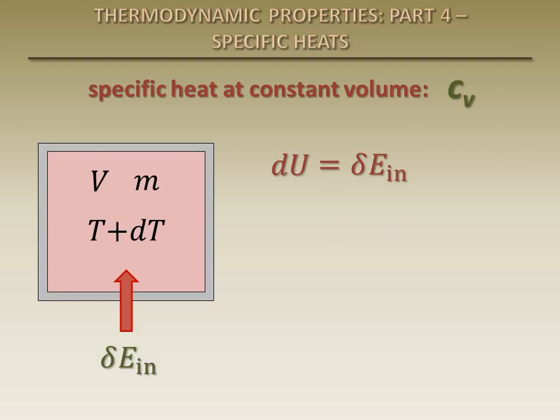Remember that the definition of the specific heat at constant volume is the energy required to raise the temperature of a unit mass of a substance by 1 degree. So the energy required to raise the temperature of a fixed mass of the substance, m, by a differential amount, dT, is equal to the specific heat times the mass times the change in temperature.